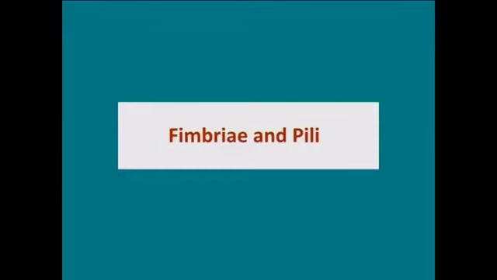The next are the axial filaments. Axial filaments are similar to flagella except that they wrap around the cell, and spiral cells that move by means of an axial filament or endoflagellum are called spirochetes. Next are the fimbriae and pili.